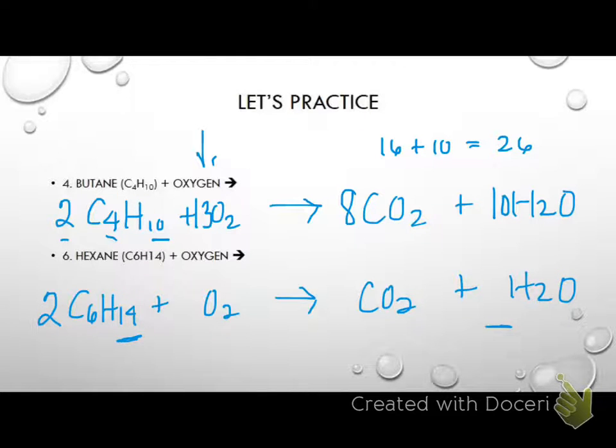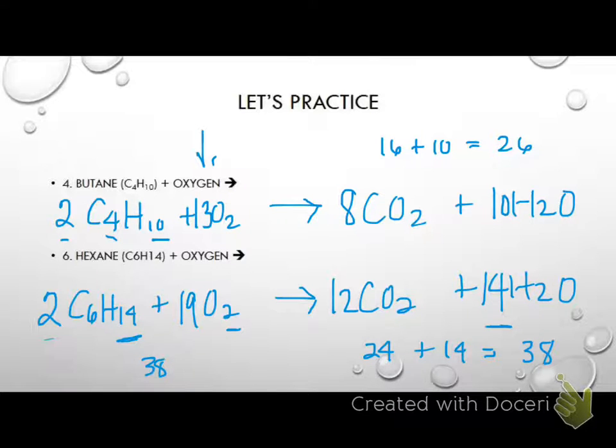And then I would see that I need 14 here. Now my hydrogen's balanced. I need 6 times 2, 12 carbon. And now I do my math count for oxygen. I have 12 times 2 is 24 on this side, plus 14 gives me a total of 38. So I need 38 oxygen over here as well. And so with this 2 right here, that means I would take half of that and put a 19 right there.